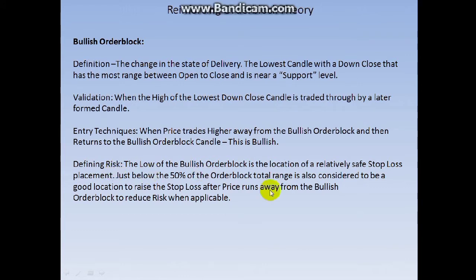The low of the bullish order block is the location of a relatively safe stop loss placement. Just below the 50% of the order block's total range is also considered a good location to raise the stop loss after price runs away from the bullish order block, to reduce risk when applicable. We're going to talk about what below the 50% of an order block means.